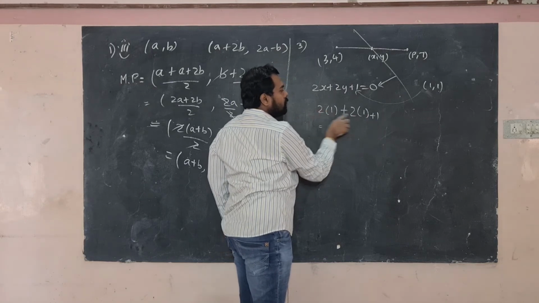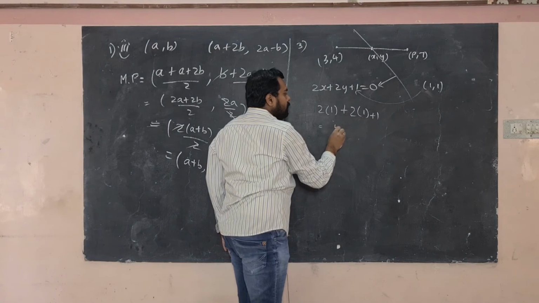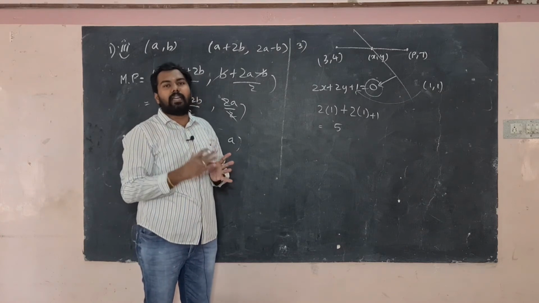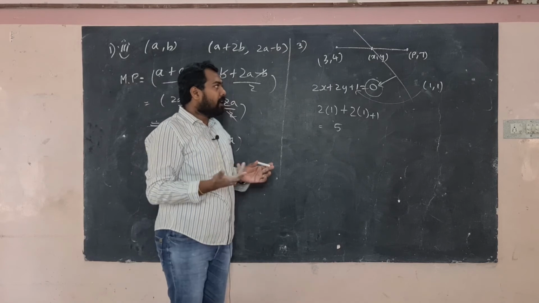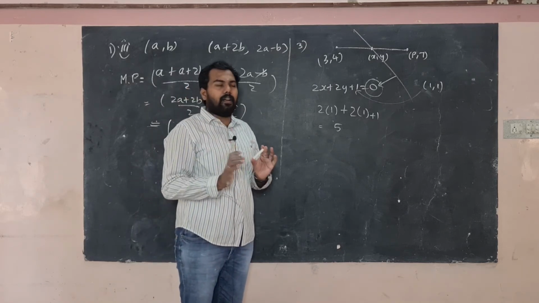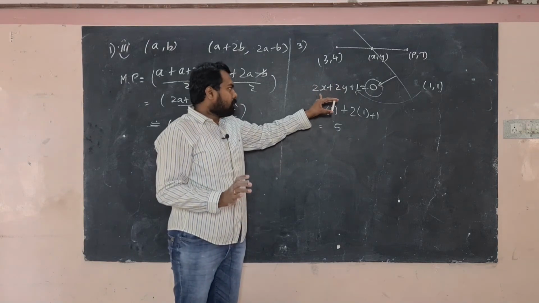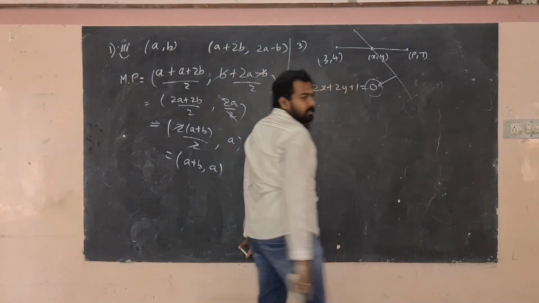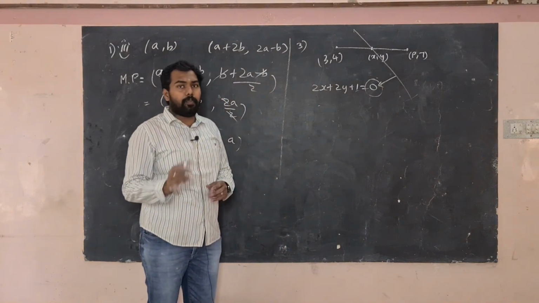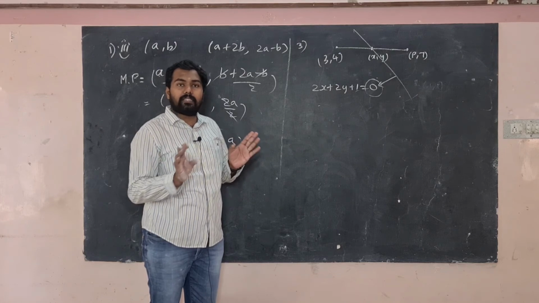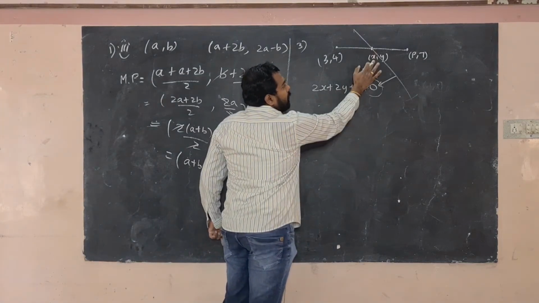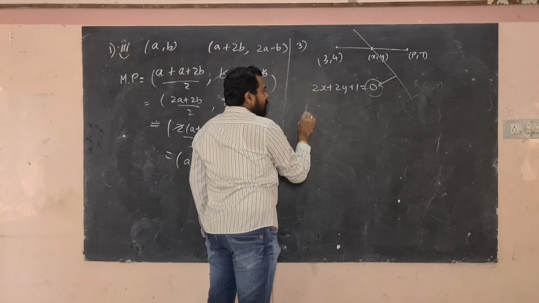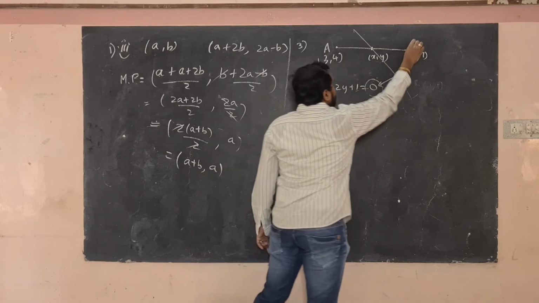2 into 1 is 2, 2 into 1 is again 2, 2 plus 2 is 4, 4 plus 1 is 5. But the right hand side value is 0, so it does not satisfy. So we can say that (1, 1) does not lie on the line. If a point lies on the line, it satisfies the equation, and on substituting, the right side will come as 0. They have asked us to find the value of p, not x and y. So first, this midpoint (x, y) lies on this equation and must satisfy it. First we will find the midpoint; let us term the points as A and B.